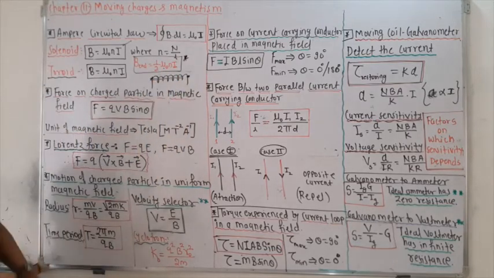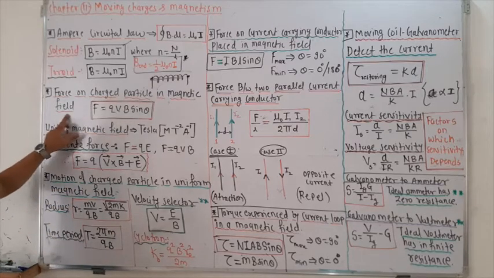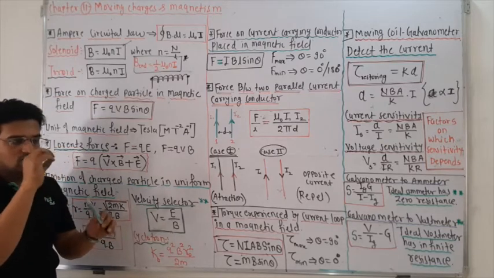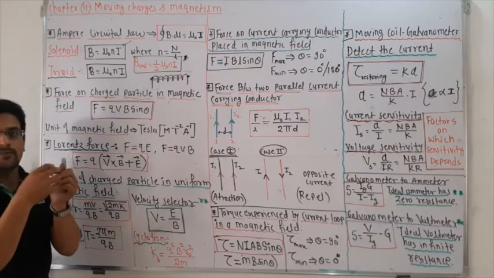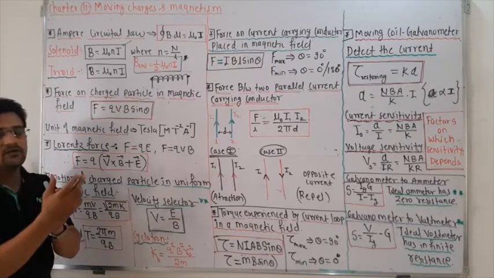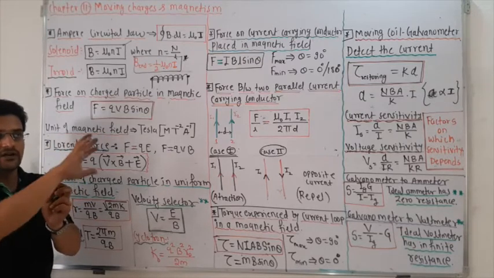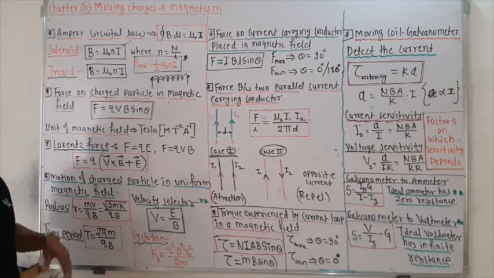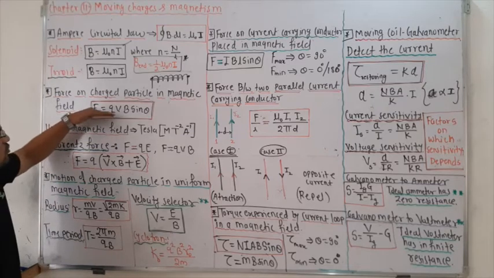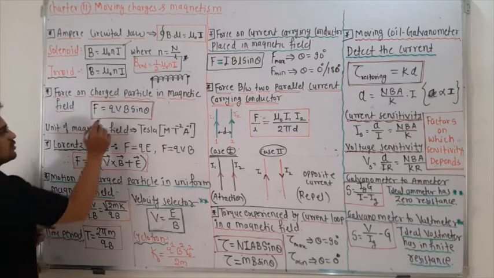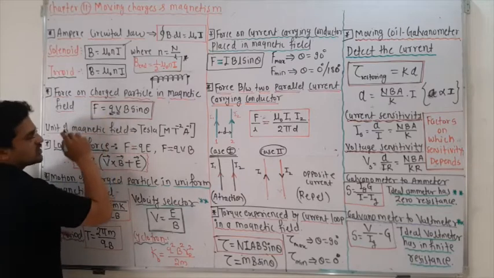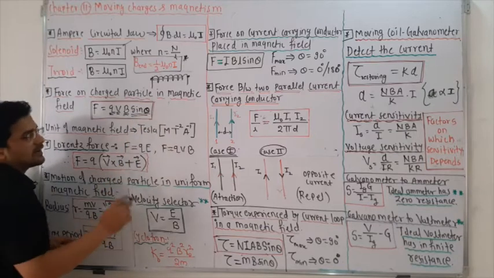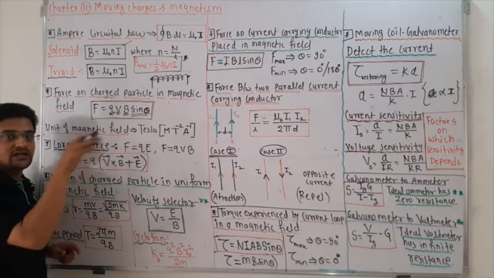Next is the force on a charged particle placed in a magnetic field. Suppose in this room there is a magnetic field and one charged particle is moving. The moving charge creates a magnetic field, which interacts with the already present magnetic field, and the particle gets a force and is deflected. The force is F equals qvB sin theta, where q is the charge, v is the velocity of the charged particle, B is the magnetic field, and theta is the angle at which the charged particle enters the magnetic field.